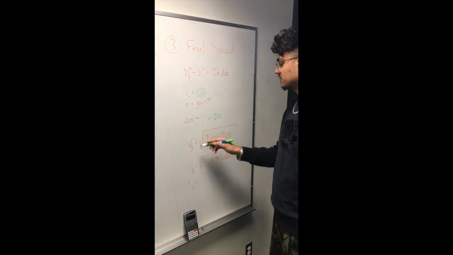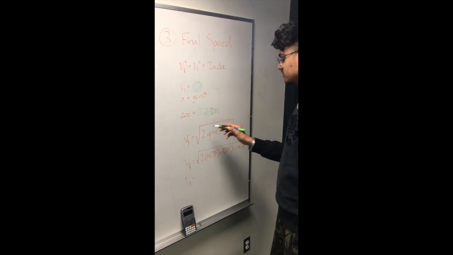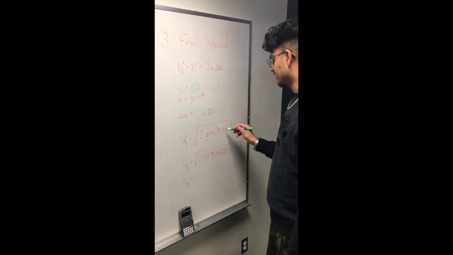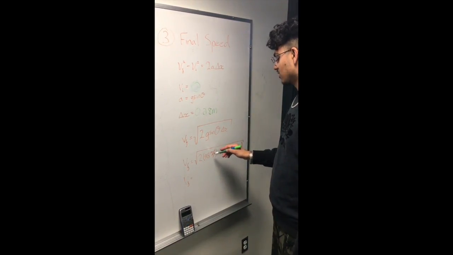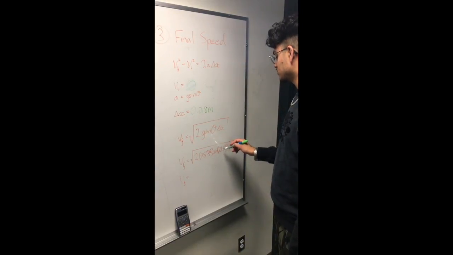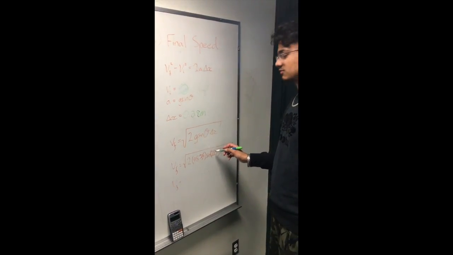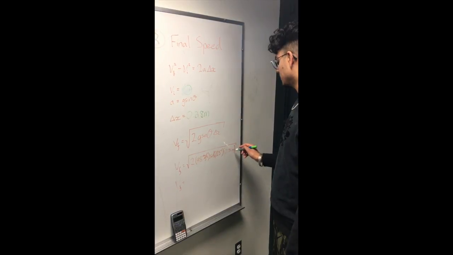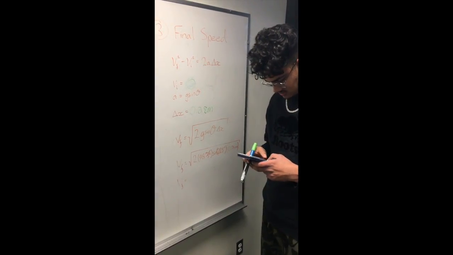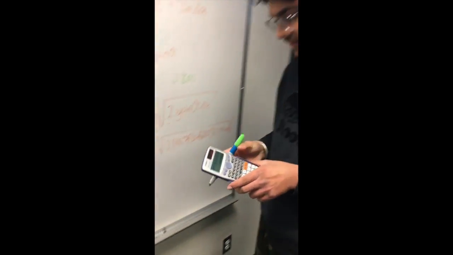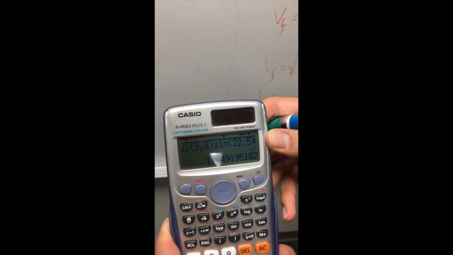That means the final velocity is going to be the square root of 2g sine theta delta x, and 9.8 meters per second squared being our acceleration, and the 22.5 degrees as we calculated before being our angle, and the 0.28 meters. So if we plug that all in, we get 1.449 meters per second.